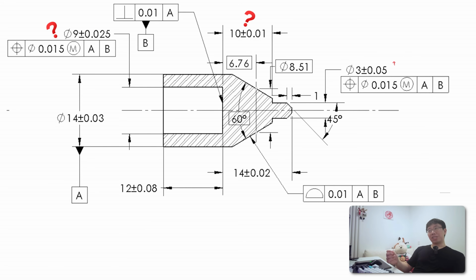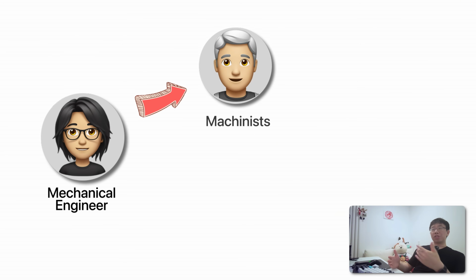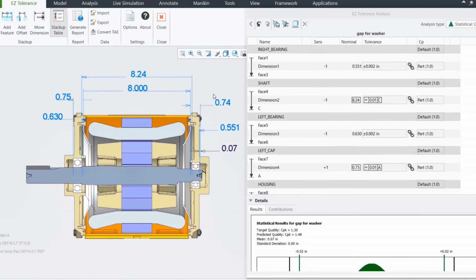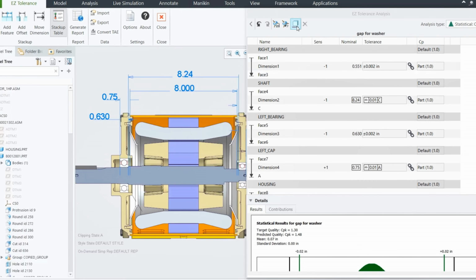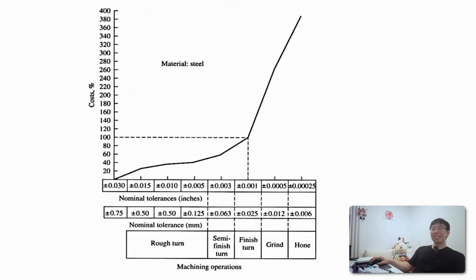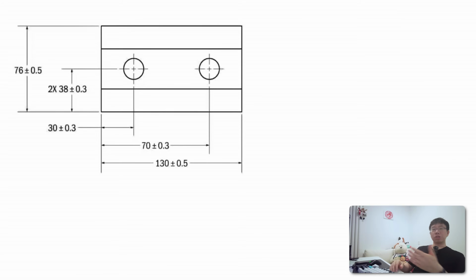For every dimension, ask what happens if the feature is 0.5 millimeter off. If the answer is nothing, loosen it more. Be sure to collaborate with machinists, suppliers, and leverage tolerance analysis tools in CAD to validate stackups. If we look at this graph for CNC machining, costs go up exponentially as tolerances are made tighter. Also, another point I want to make is that the old-fashioned way is to slap plus minus tolerances on every dimension.